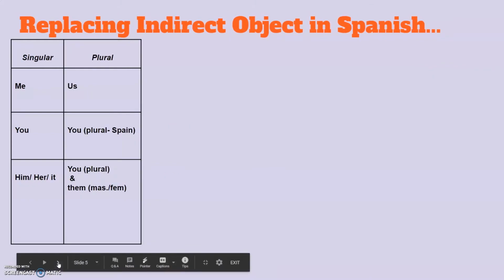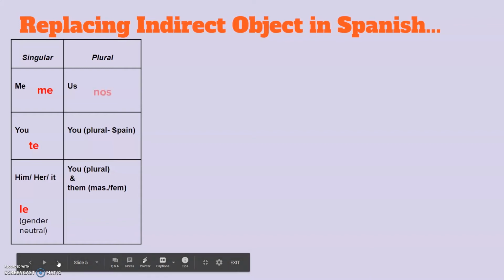So now we're going to learn how to replace indirect objects in Spanish. We already know these are the pronouns that we use in English. So in Spanish, me gets replaced with me, you gets replaced with te, him, her, or it gets replaced with le. Please notice that this is gender neutral, unlike the direct object pronouns, which are gender specific.